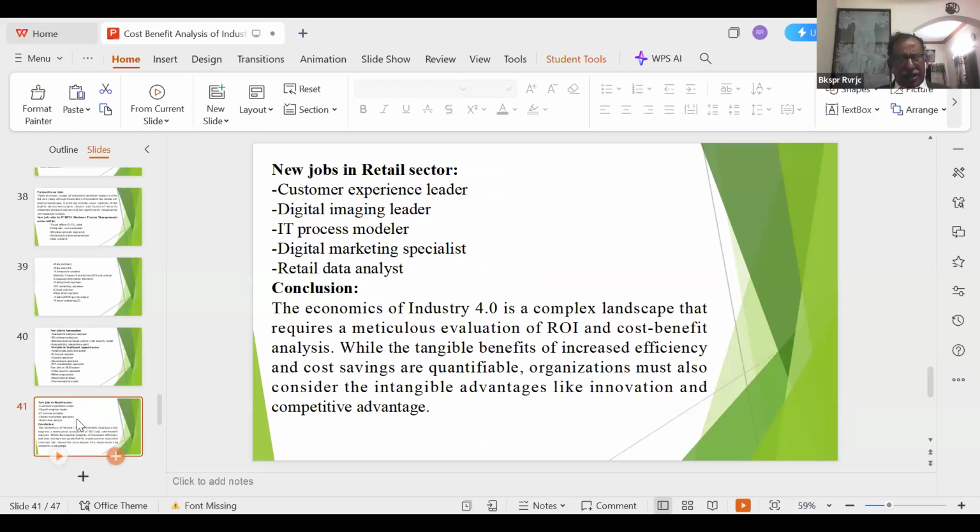Just while concluding this, the economics of Industry 4.0 is a complex landscape that requires a meticulous evaluation of ROI and cost benefit analysis. While the tangible benefits of increased efficiency and cost savings are quantifiable, organizations must also consider intangible advantages like innovation and competitive advantage.